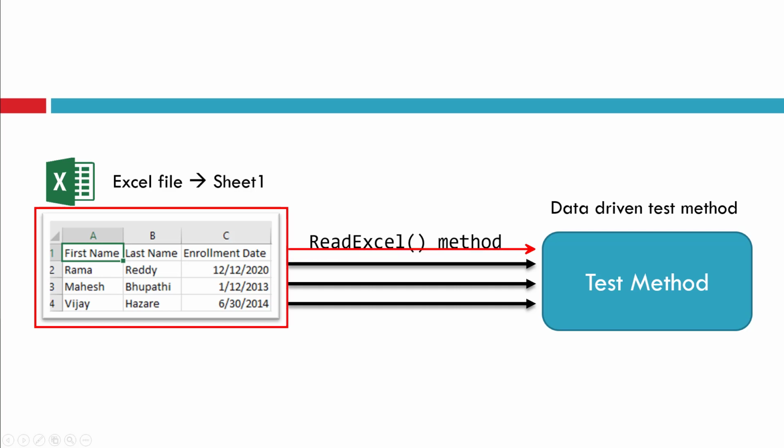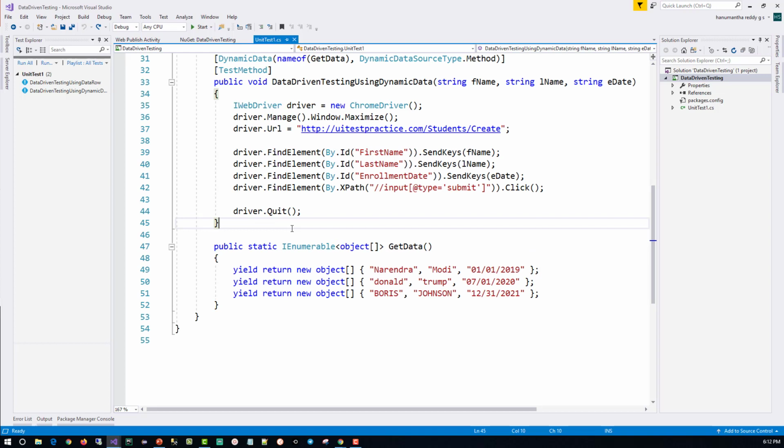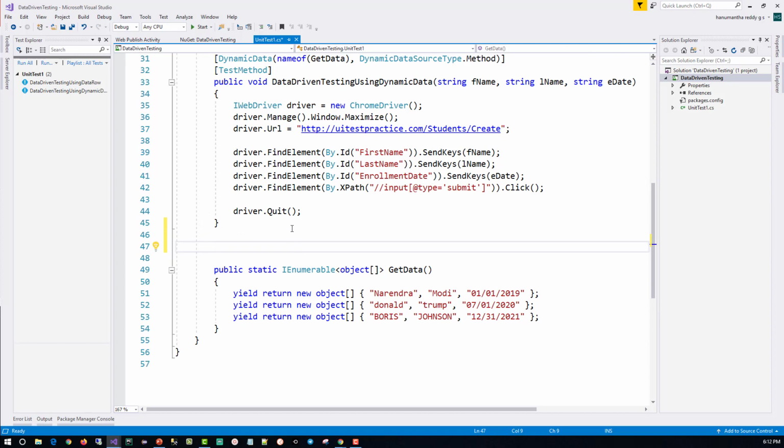For each row, the same test case will execute repeatedly. As many rows as there are, that many times the test method will be executed. So we'll jump into Visual Studio to see the code demo. This is the state where we left off in our previous video. I'll start from there. The first step will be to create a utility method, which is the ReadExcel method.